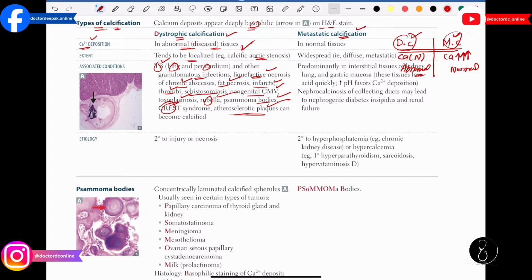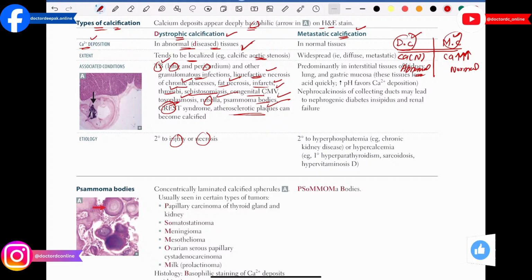Then what is the etiology? Basically, due to injury or necrosis, let's suppose your tissue is injured, that injured tissue will catch the calcium. When that injured tissue catches the calcium, the calcium is deposited. So this is the etiology.